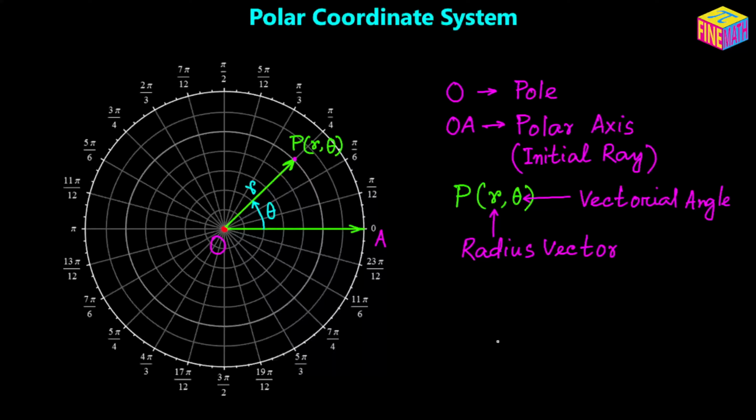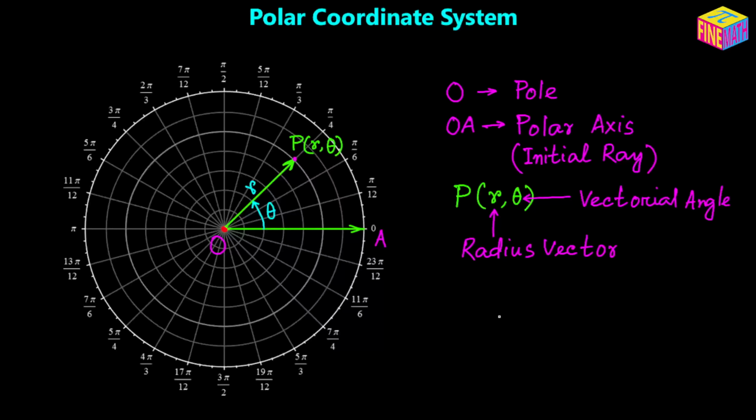And what is theta? Well, theta is the angle of rotation of the ray from the initial position to P. So from the initial position of the ray, we have rotated it by an angle theta in the counterclockwise direction, and that is the angle theta. So in the coordinates P(r, theta), r is the radius vector and theta is called the vectorial angle.